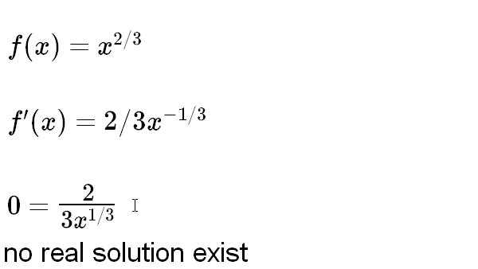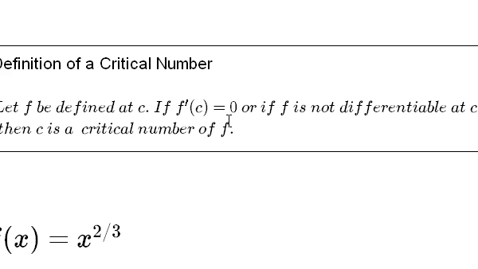First off, there isn't anything that we can plug into this that gives us 0 out, and so we say that no real solution exists. But I want to go back to the definition real quick. It says if f is not differentiable at c, then c is a critical number of f.